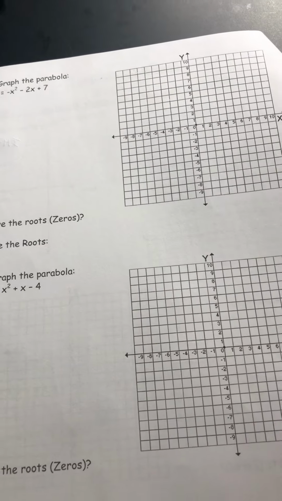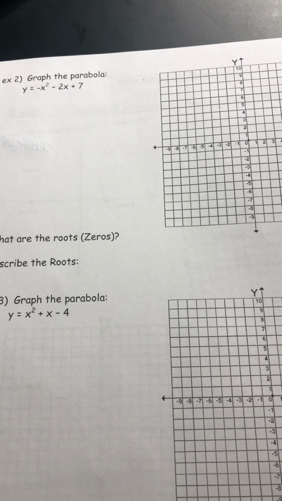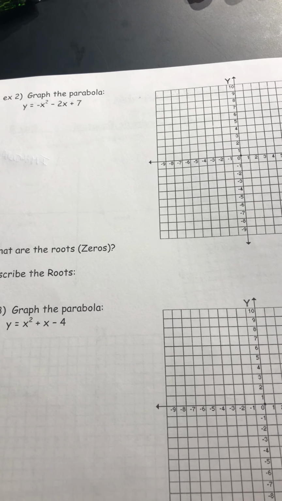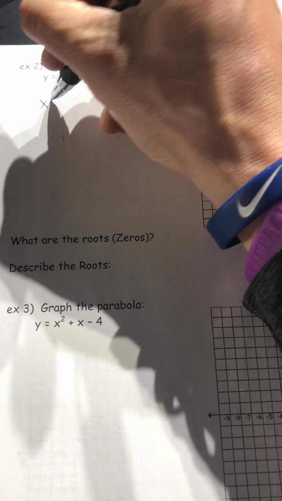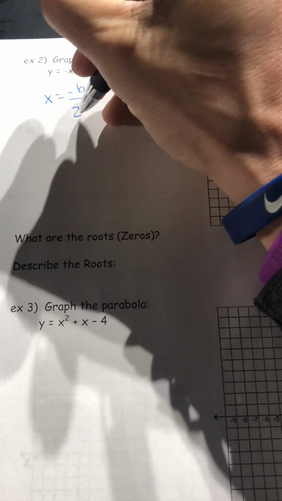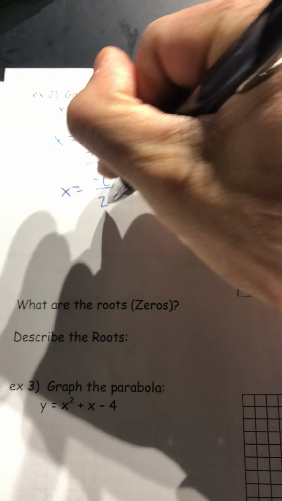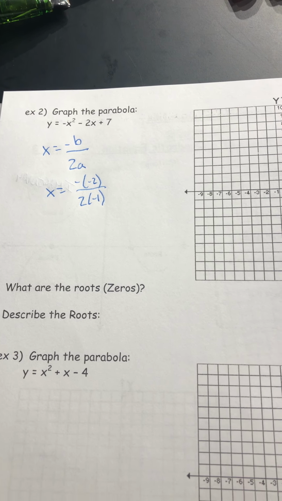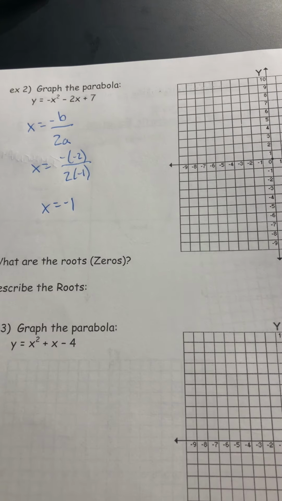Now I'm going to look at number 2. Looking at number 2, we notice that the a value is negative. That means we're going to have a maximum. It's going to be like an upside down U. The first thing we need to do is find our axis of symmetry. We have x is equal to negative b all over 2a. Our b value is negative 2, and our a value is negative 1. So we simplify this: negative 2 all over 2 times 1. That's going to be x is equal to negative 1.